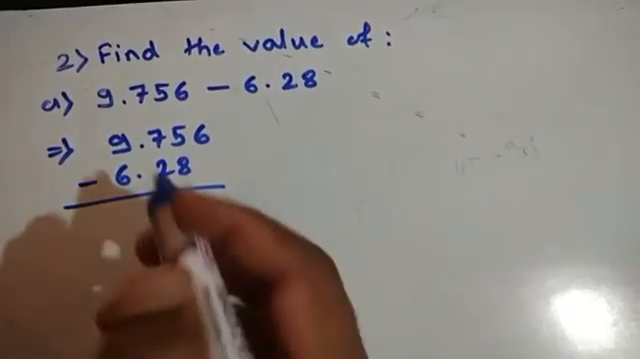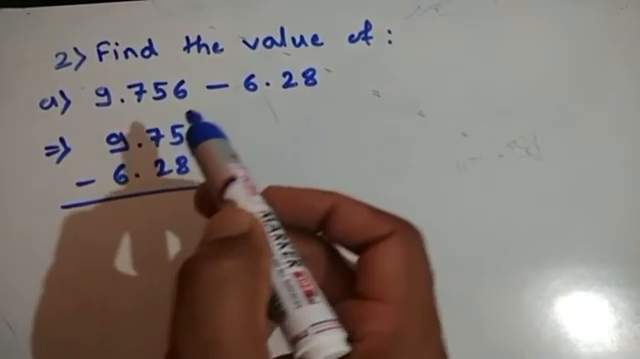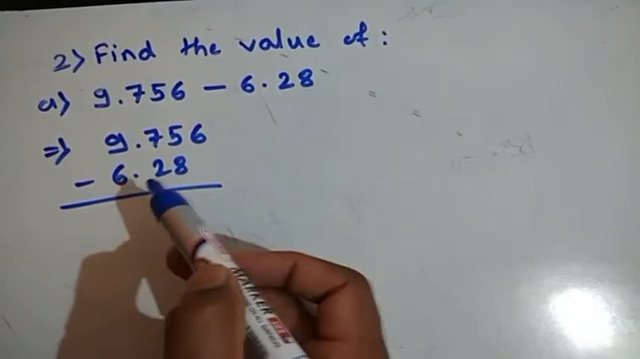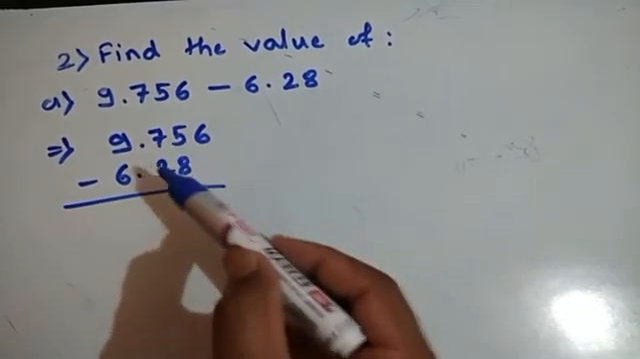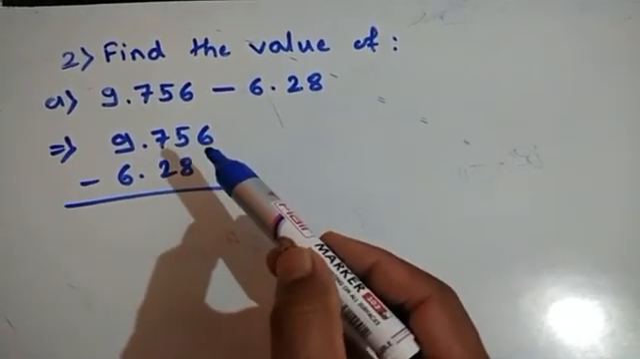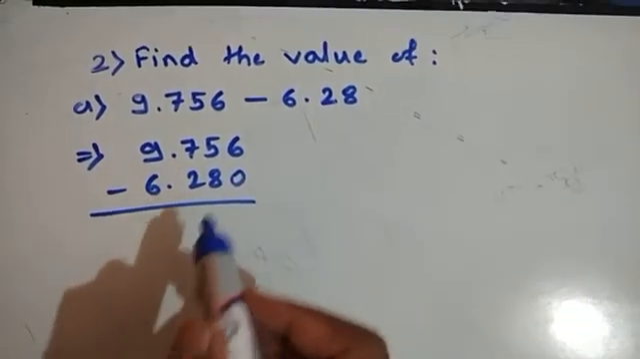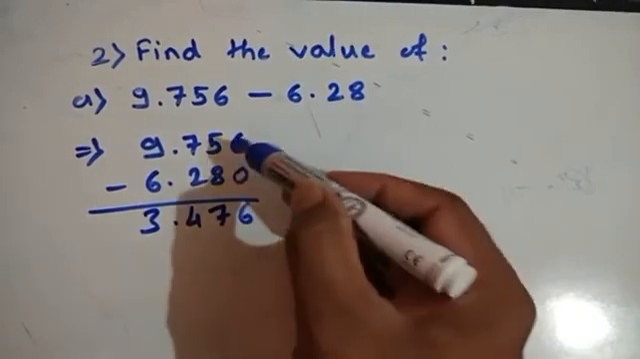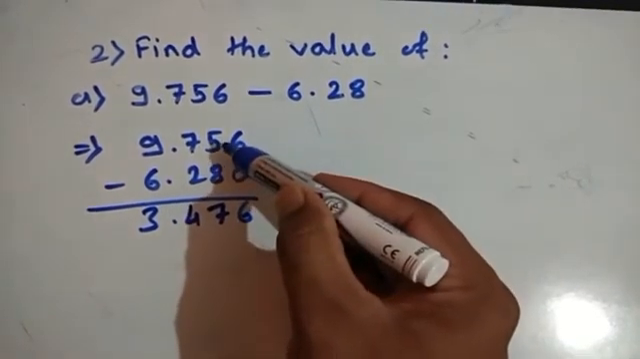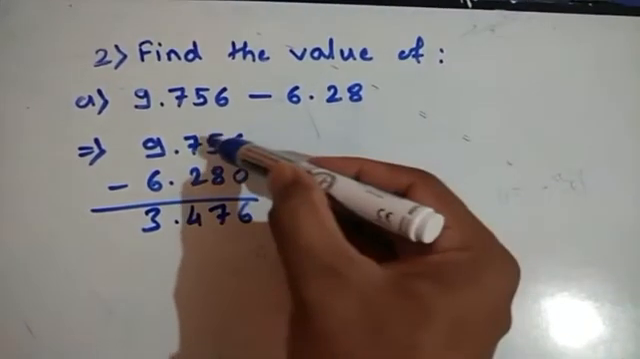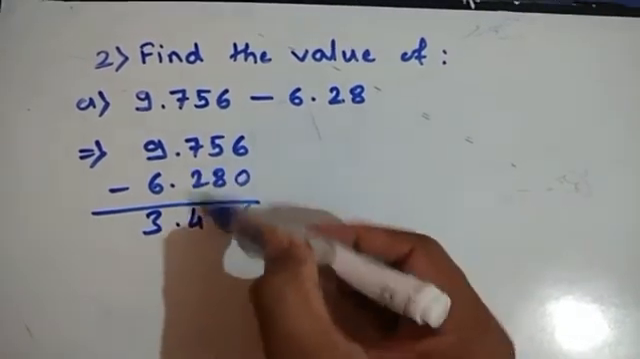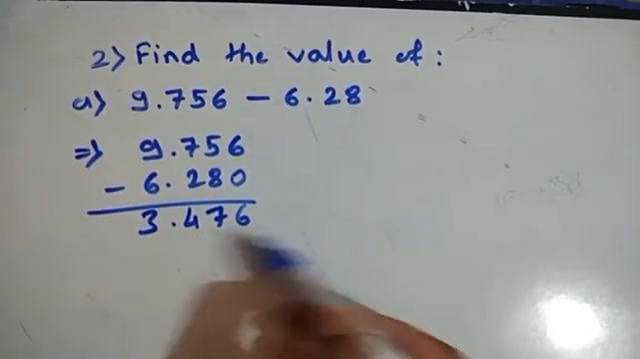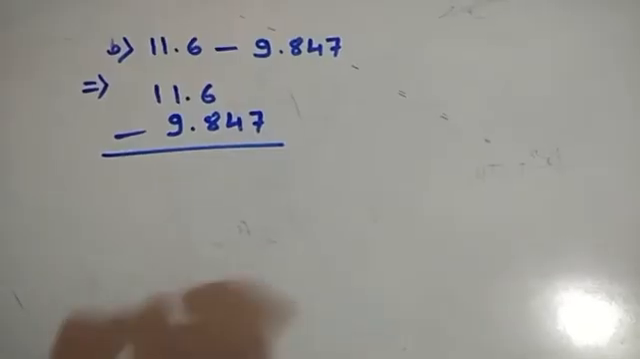Next question is find the value of 9.756 minus 6.28. Therefore 9.756 minus 6.28 is, now first make an equal number of digits in the decimal part. Now we can subtract. Therefore 6 minus 0 is 6. Now here borrow 1, it becomes 15. Now 15 minus 8 is 7. Now therefore here 6 remains. 6 minus 2 is 4. Decimal point, then 9 minus 6 is 3. Therefore the answer is 3.476.